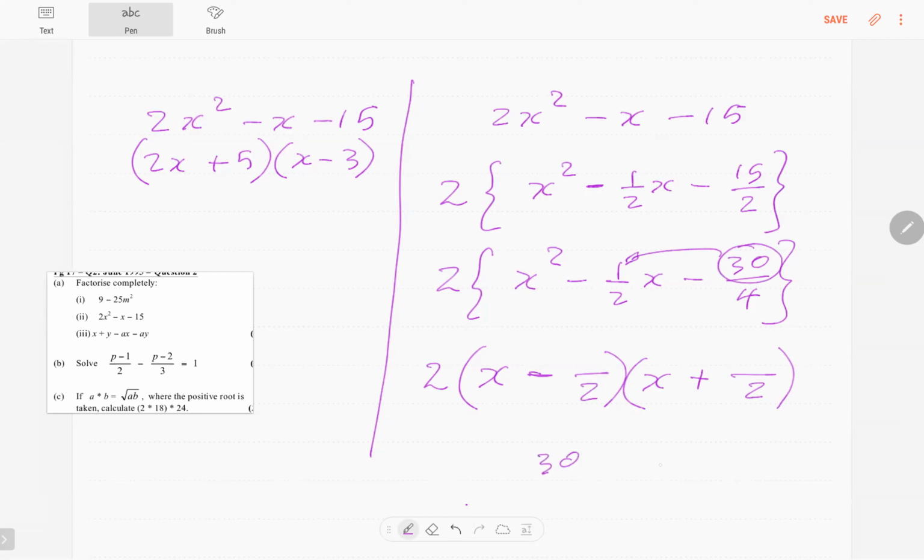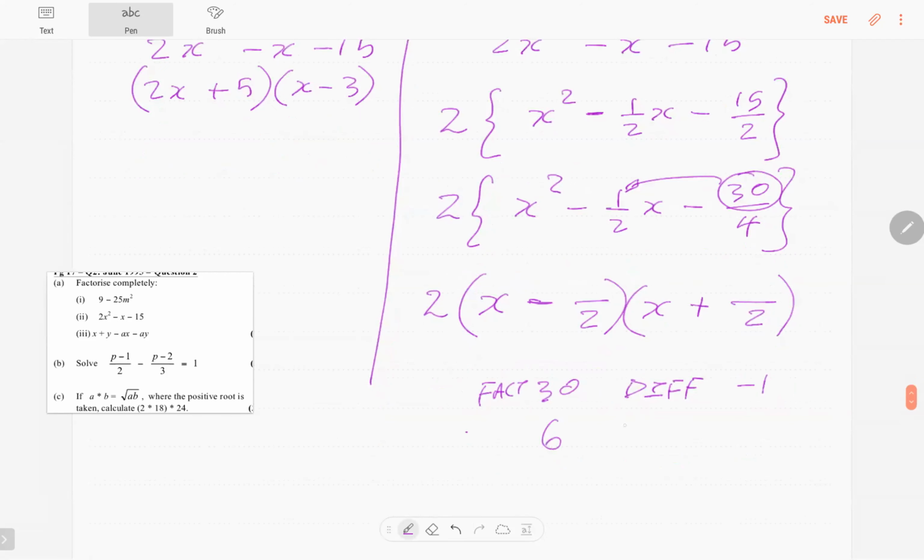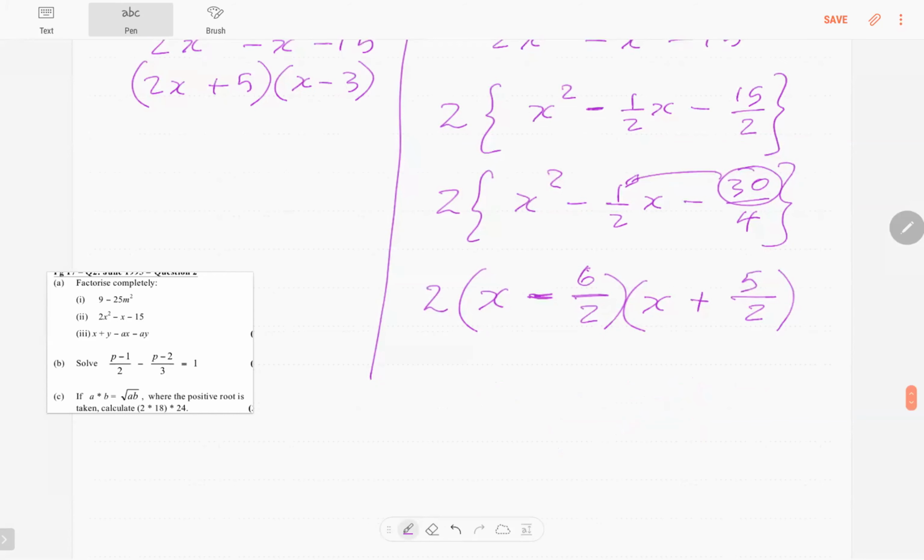Factors of 30 with the difference negative 1. What are those two factors? 6 and 5. I put the larger one here. That is it. And then you're going to simplify it down, and you're going to get the same two factors that I have up here. Maybe at first it's not so clear to you, but if you do a couple of these, it's very easy. Factors of 30 where the difference is negative 1.